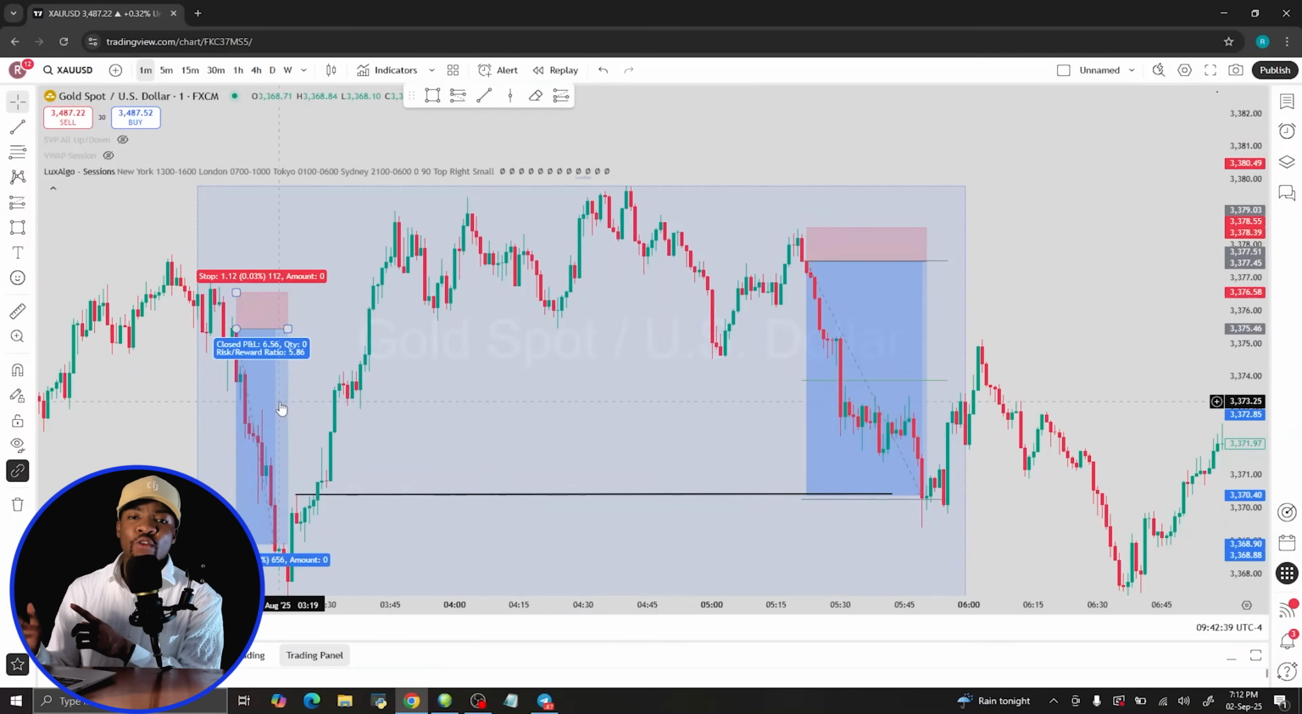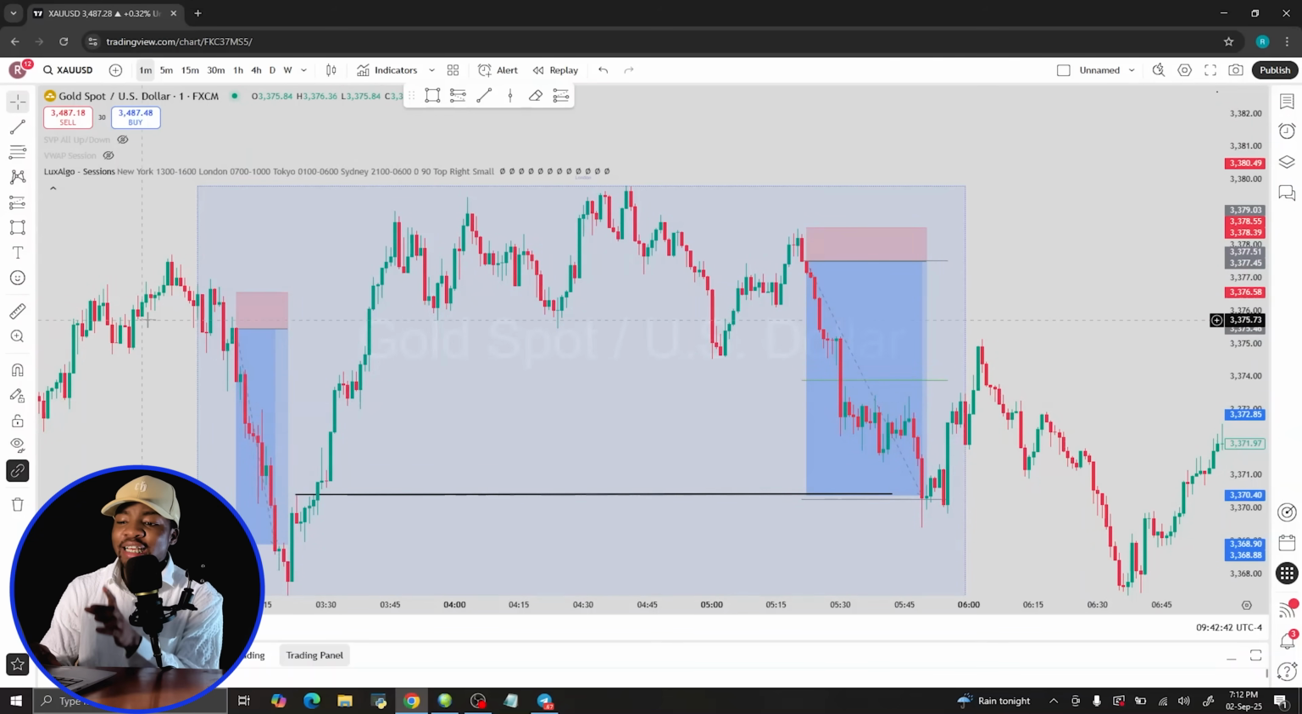We also had this trade. Now this was the before of this trade. I don't want you to think I didn't take it. This was the before of this trade.